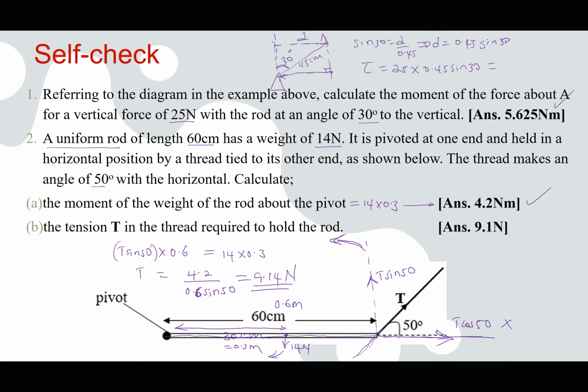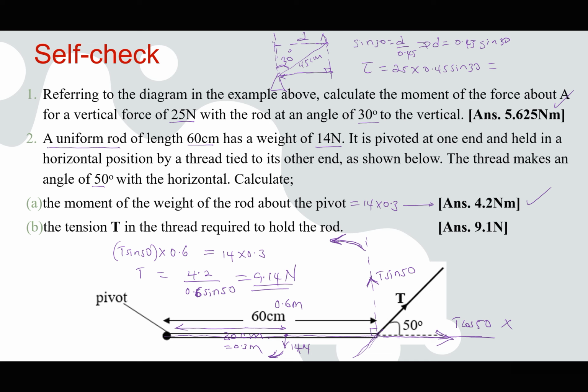So I want you to just mark how I have resolved this, so that I just find a component whose perpendicular distance is going to be 60 from the pivot. And this is the only component which has a moment about the pivot. The horizontal component of T will be acting through the pivot. It has its line of action go through the pivot. That means the perpendicular distance of the horizontal component is 0. But the perpendicular distance of the vertical component is 60, and it is going to cause an anticlockwise moment, which must be the moment that is balancing with the clockwise moment due to the weight of the rod.